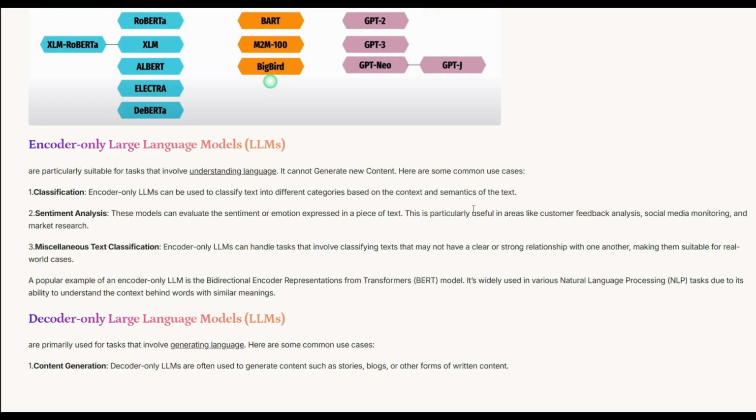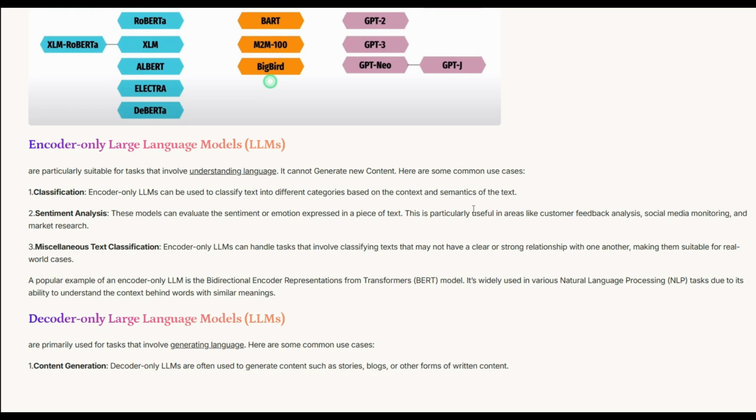These models can evaluate the sentiment or emotion expressed in a piece of text. This is particularly useful in areas like customer feedback analysis, social media monitoring, and market research. 3. Miscellaneous text classification. Encoder-only LLMs can handle tasks that involve classifying text that may not have a clear or strong relationship with one another, making them suitable for real-world cases.